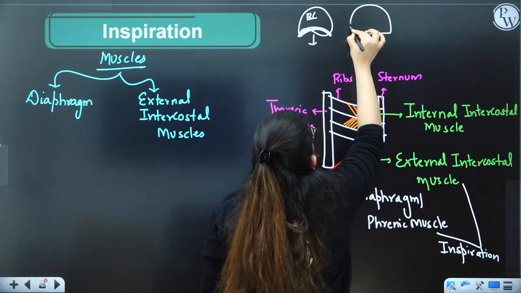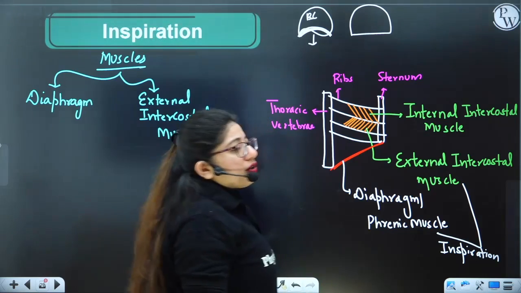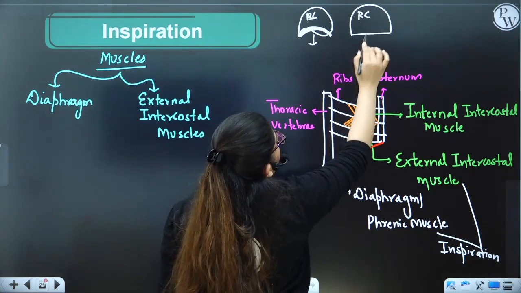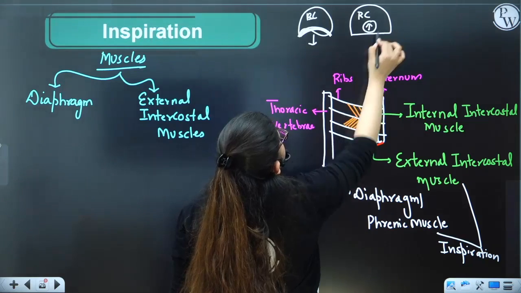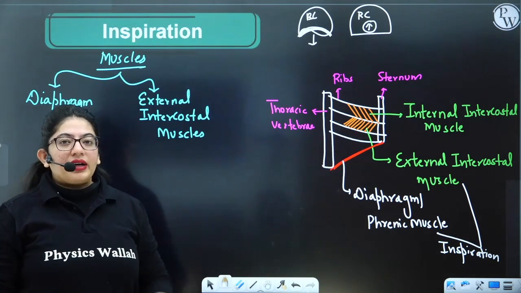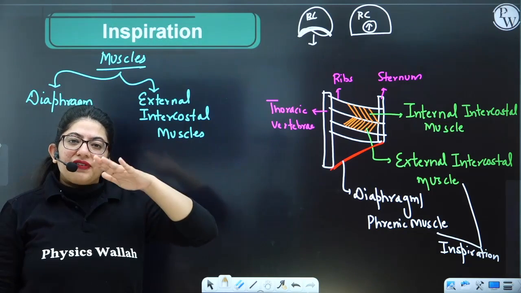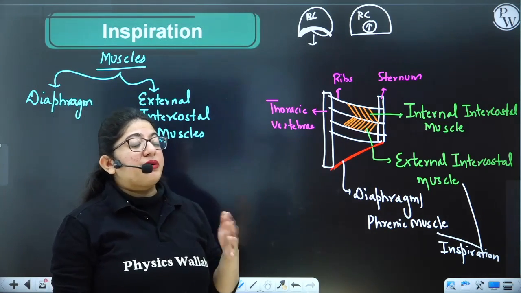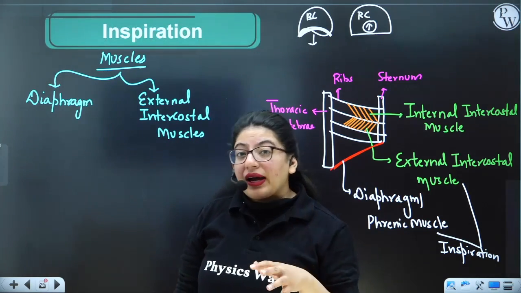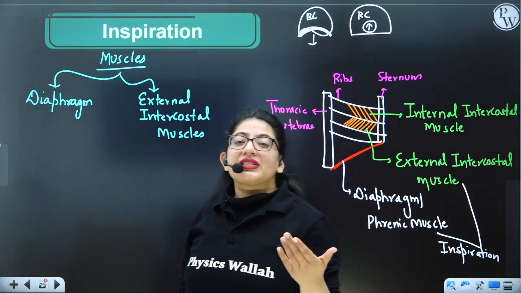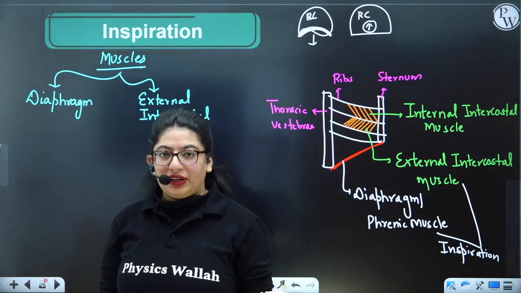And this is how it will look. So if you compare the volume of the rib cage in both the cases, you will find the volume of this is more. Whenever the phrenic muscle contracts, the diaphragm gets flattened, because in the resting position the diaphragm is curved. When you contract the diaphragm muscle, it gets flattened. As a result, it increases the volume of your thoracic cavity, right?